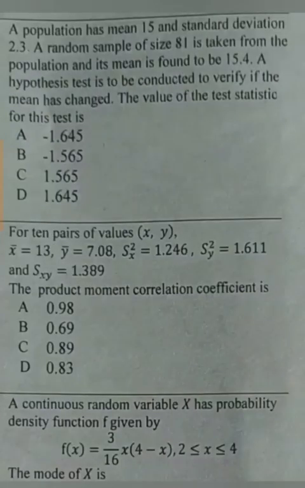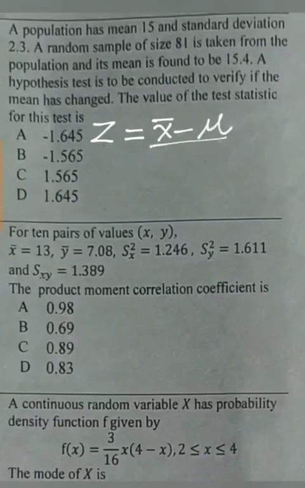In the next question, we have a population with mean 15 and standard deviation 2.3. A random sample of size 81 is taken from the population and its mean is found to be 15.4. A hypothesis test is to be conducted to verify if the mean has changed. The value of the test statistic for this test is, and we have these options. Normally, if we are doing a Z test, then the test statistic should be the Z value, which is given by x bar, the sample mean, minus the population mean, all over the square root of the population variance all over n.